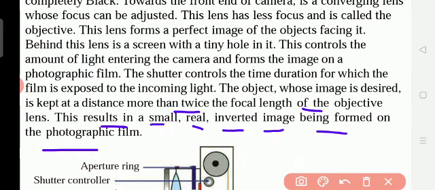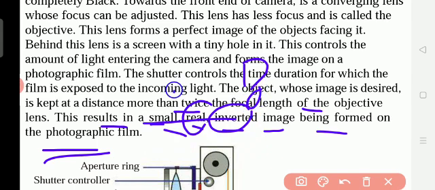More than twice the focal length of the objective lens results in a small real inverted image being formed on the photographic film. It forms a real inverted image. So if the object is beyond the focal length, the image will be real and inverted like this. But after that it will change into a virtual image.